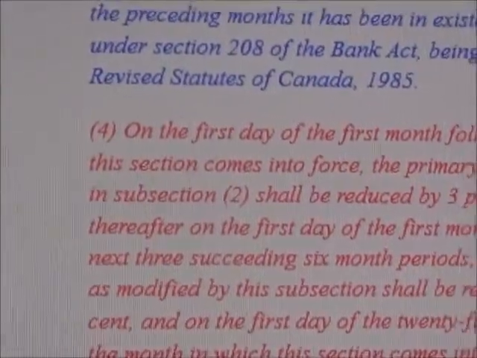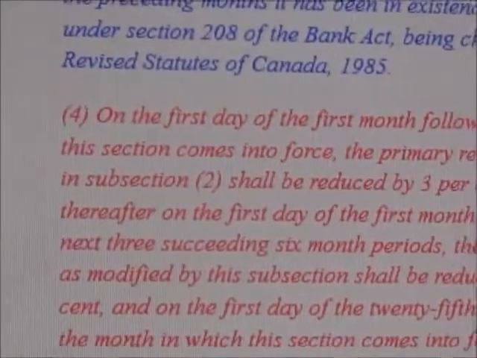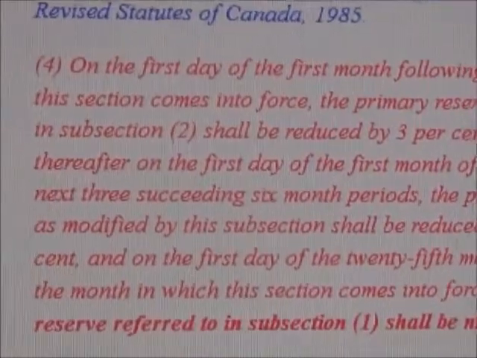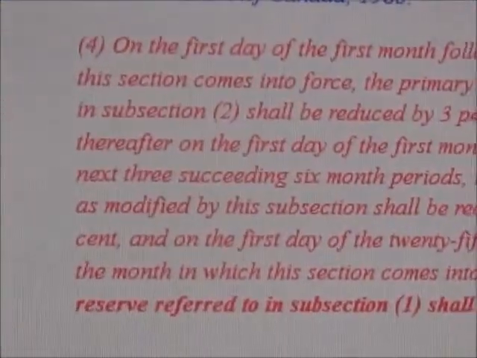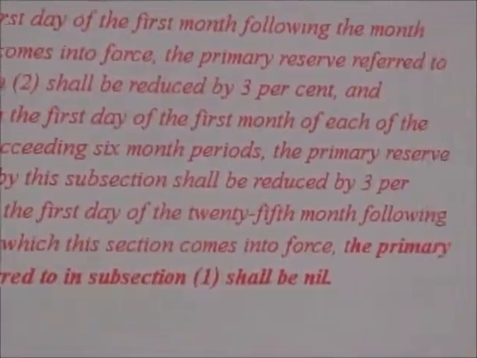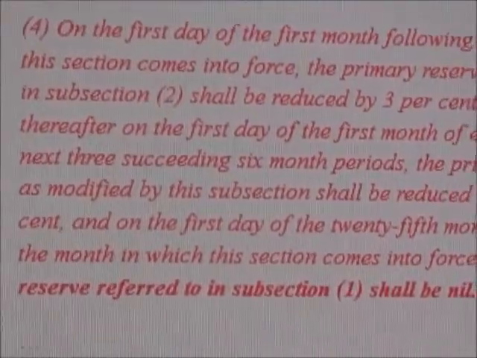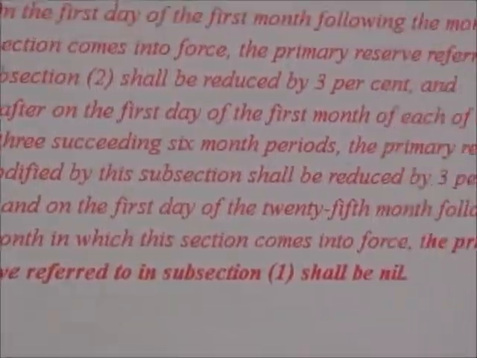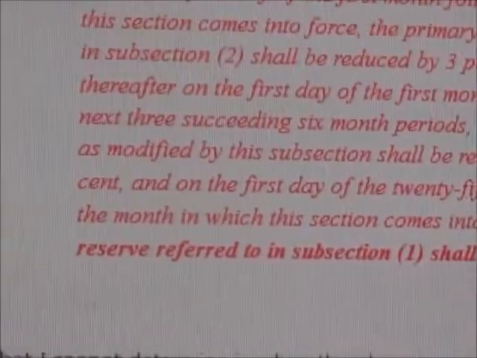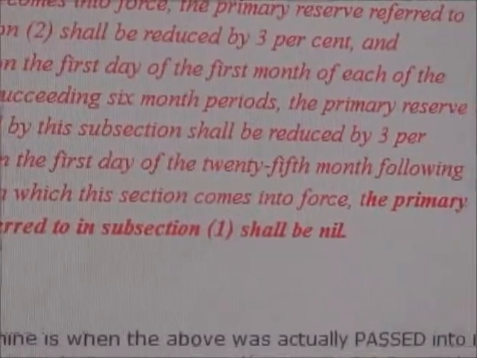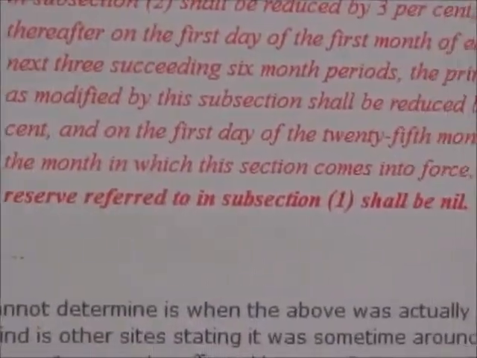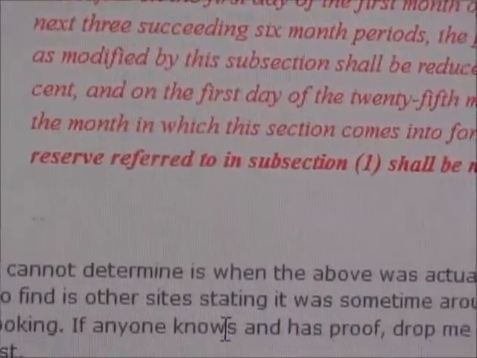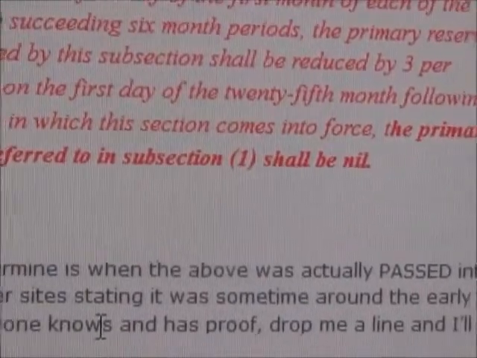On the first day of the first month following the month this section comes into force, the primary reserve referred to in subsection 2 shall be reduced by 3%, and thereafter on the first day of the first month of each of the next 3 succeeding 6-month periods, the primary reserve, as modified by this subsection, shall be reduced by 3%. And on the first day of the 25th month following the month in which this section comes into force, the primary reserve referred to in subsection 1 shall be nil, or 0.